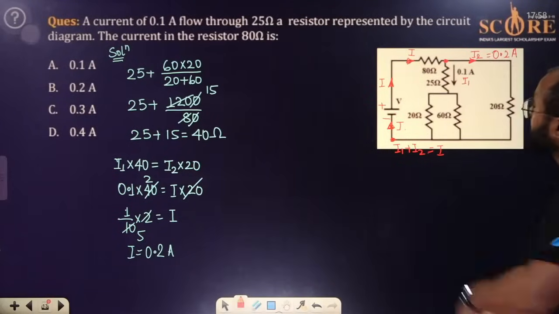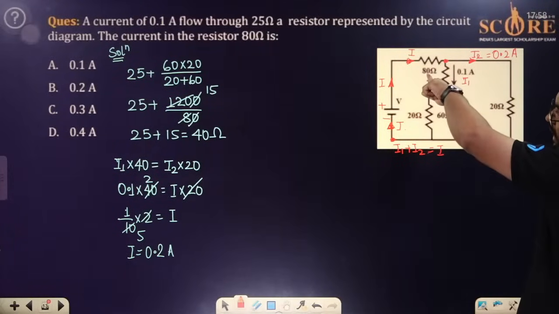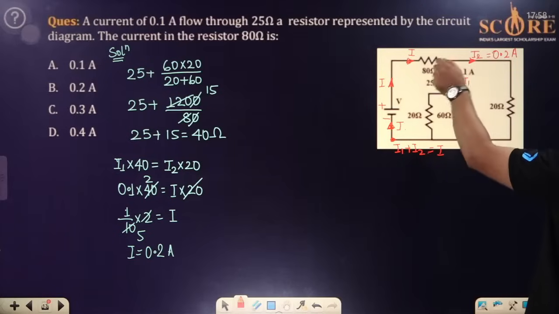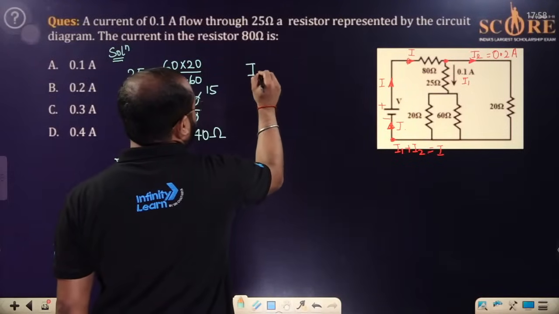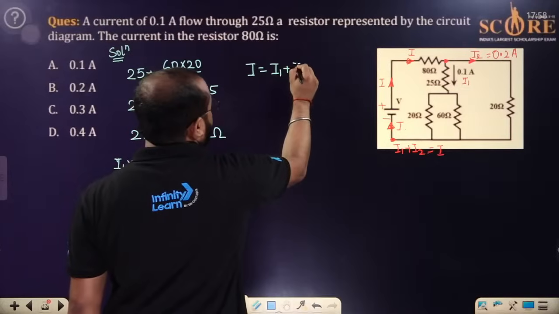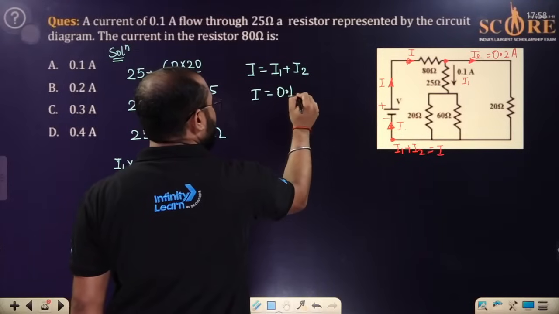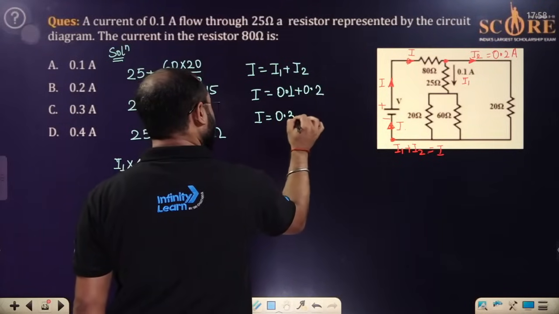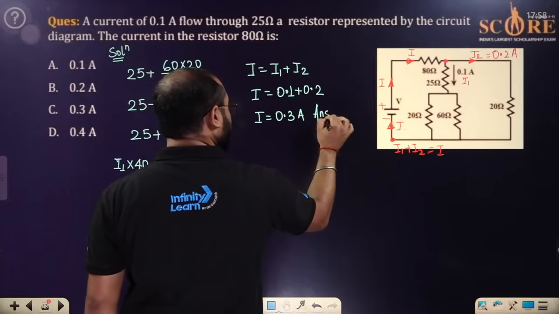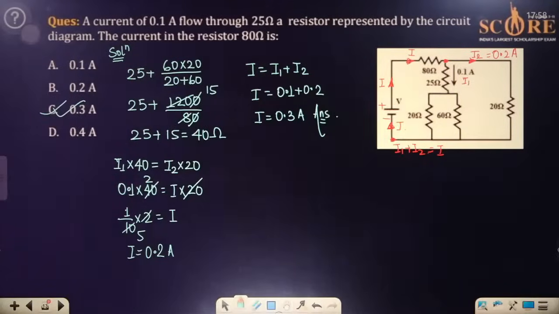Fine. Now, if you resolve this entire thing, you will be getting only one thing over here, that is I. So I1 plus I2 will be coming out to be I only. So I will be equal to I1 plus I2, so the value of I will be equal to 0.1 plus 0.2. The value of I is coming out to be 0.3 ampere. That will be your answer. That is 0.3, everyone. I hope it is clear to all.